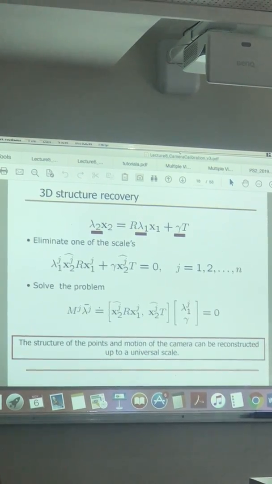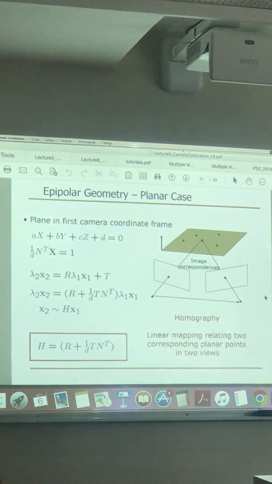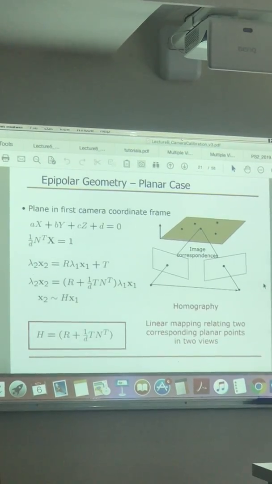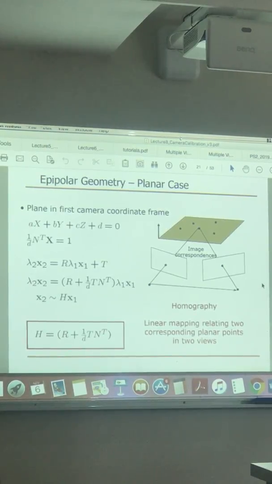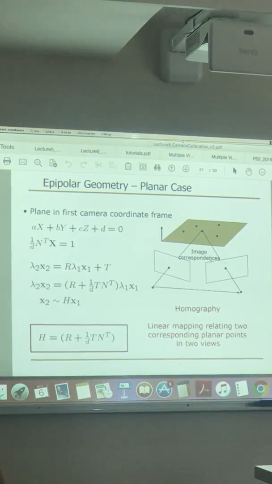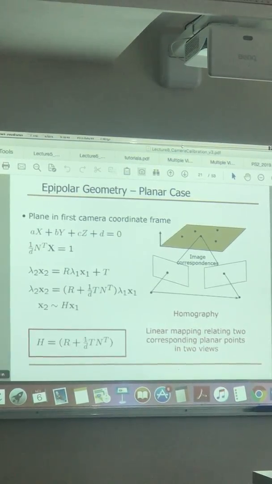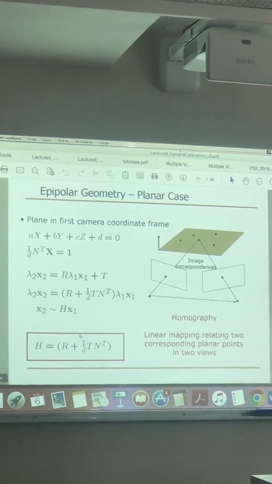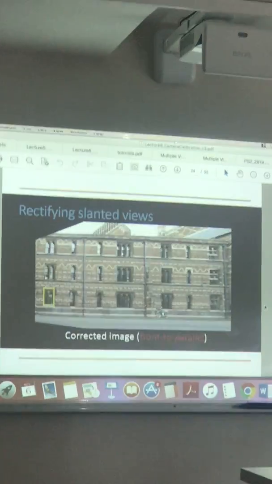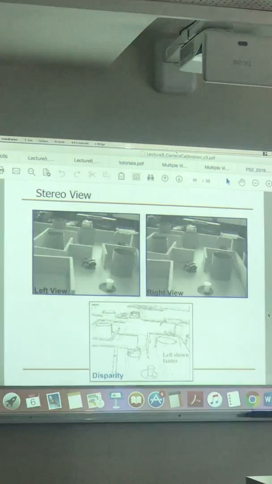Okay. This is also something important. This part, for the planar case, the transformation becomes a homography. Okay. You need to know that this part is not critical. These derivations are not that critical. Okay. And these things, as I said, they are not very critical.